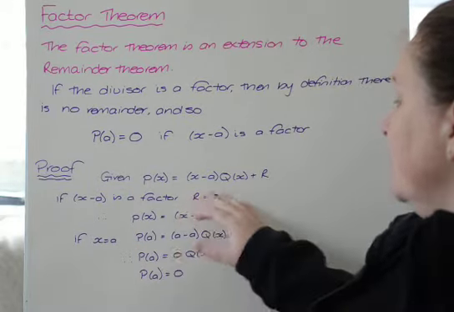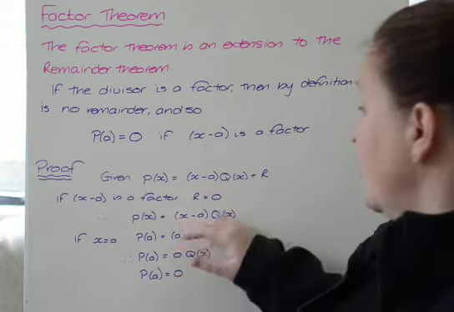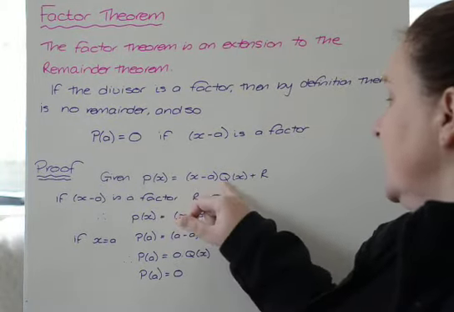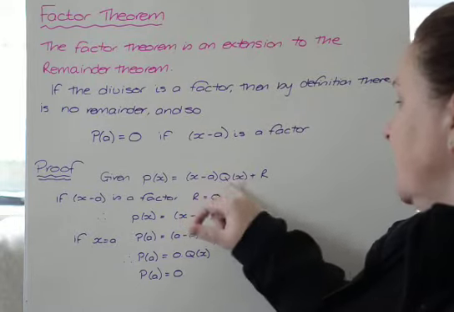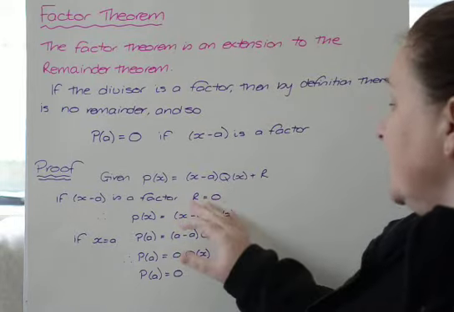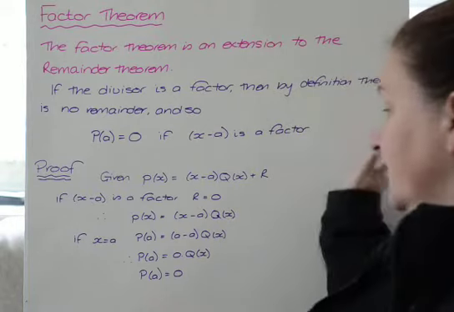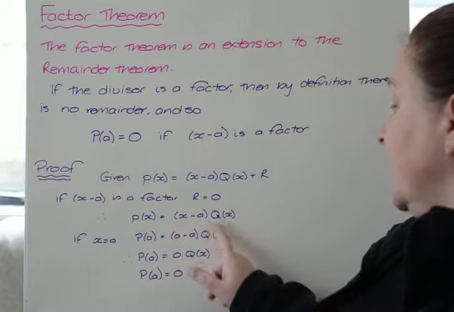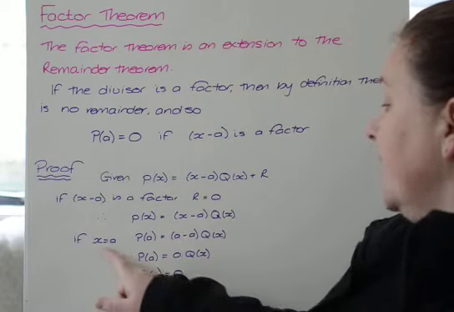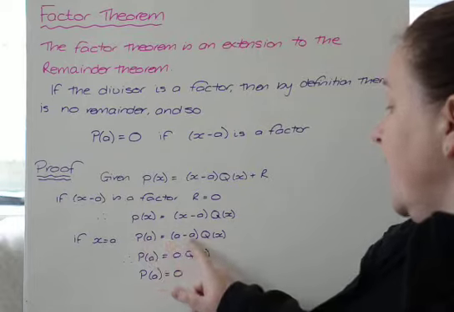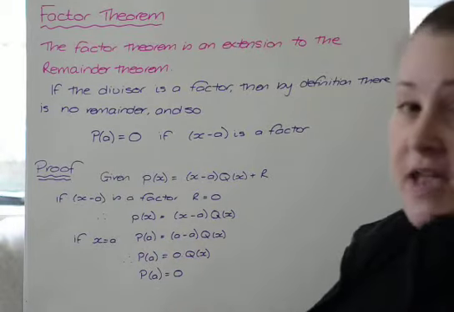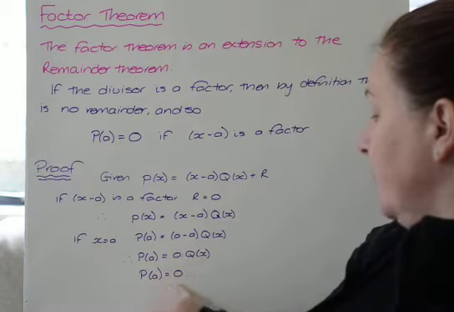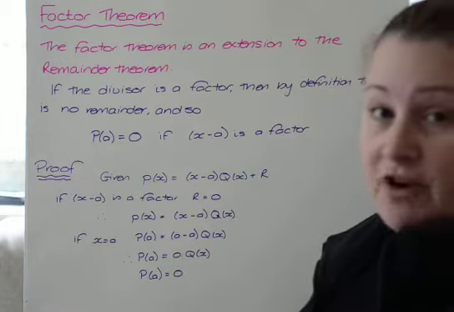So here we go. Here's the proof again for those looking at doing the excellence type work. So given that p of x is x minus a, the quotient, so the divisor and the quotient plus the remainder. If it's a factor, then we know there is no remainder. So that can just go straight away. So p of x just now becomes x minus a times the quotient. If x equals a, p of a is going to be a minus a times the quotient. A minus a, obviously 0. So the quotient then goes through multiplying by 0, and we get p of a equals 0.